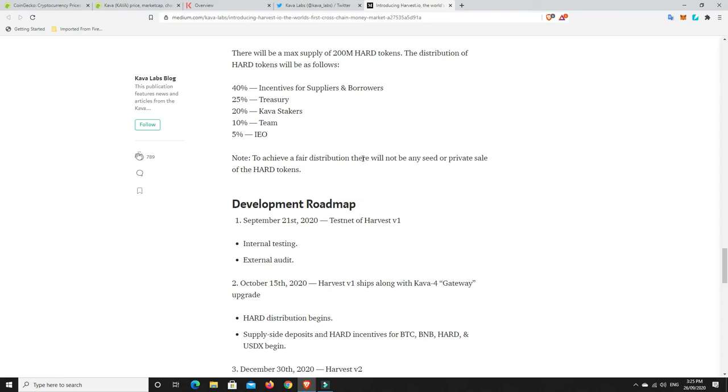Note, to achieve a fair distribution, there will not be any seed or private sale of the HARD token. So I like that. Again, no private sales. No one's going to be able to come in early and just buy everything up. It's going to be distributed fairly. So again, leading towards decentralization, because they're the things that are doing the best at the moment. You can look at Uniswap and SushiSwap and things like that. Things that are fairly decentralized. They're the things that are exploding at the moment.